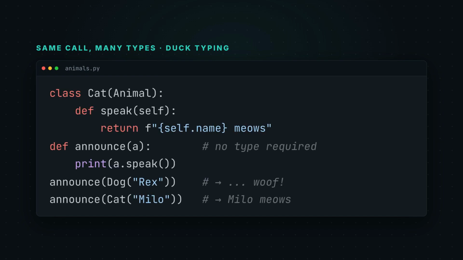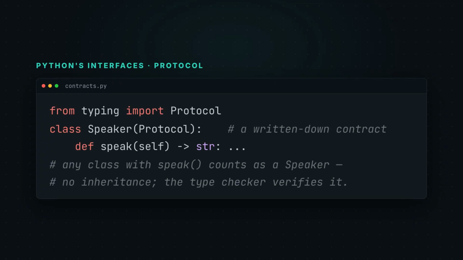Here's where objects get powerful. Define a Cat too, also an Animal. Now, this announce function calls .speak on whatever you hand it. It never checks the type. A dog, a cat. As long as it has a speak method, it just works. Python calls this duck typing. If it walks like a duck and quacks like a duck, treat it like a duck. One function, many types.